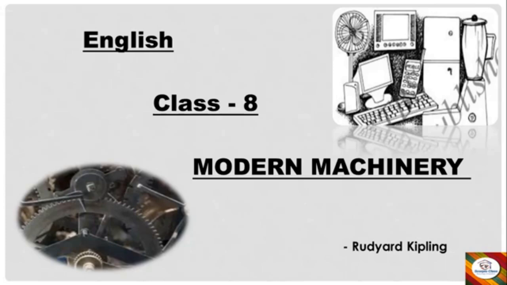Today in this video, we are going to learn a class 8 English poem, Modern Machinery, which is written by Rudyard Kipling. So it's a humble request to stay tuned till the end of the video so that you understand the whole poem completely. Now let's get started.